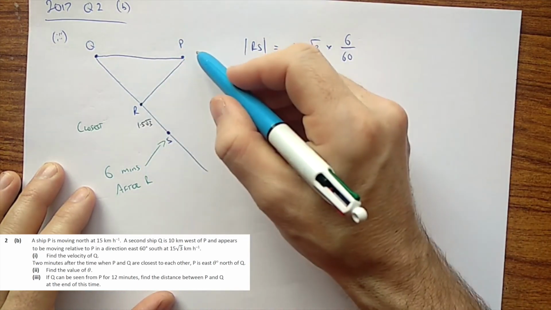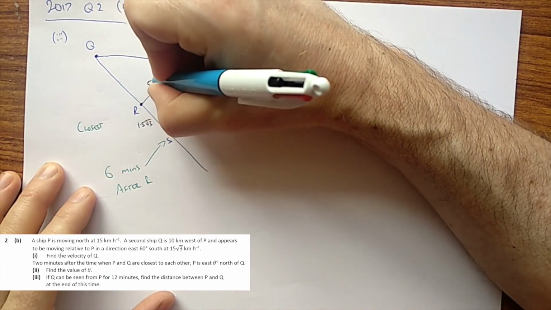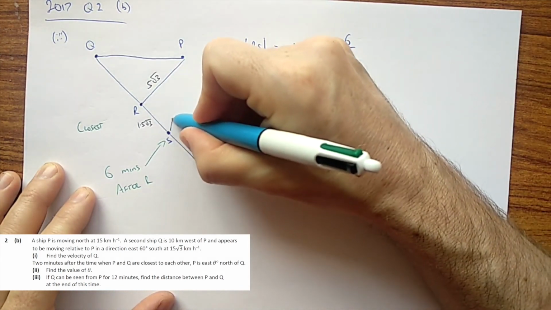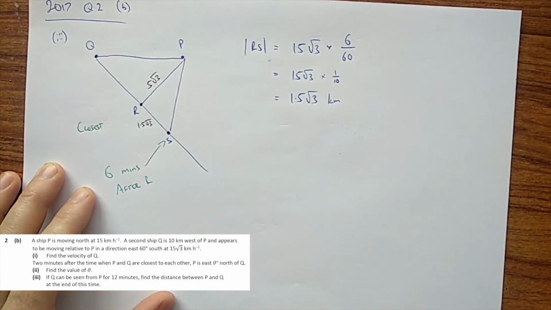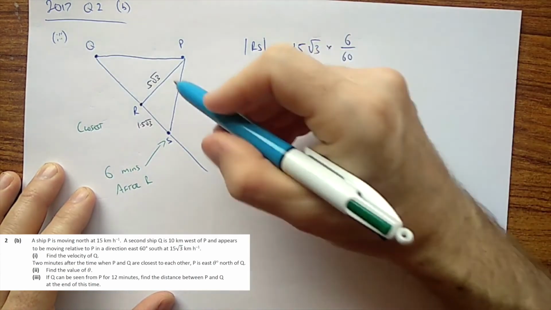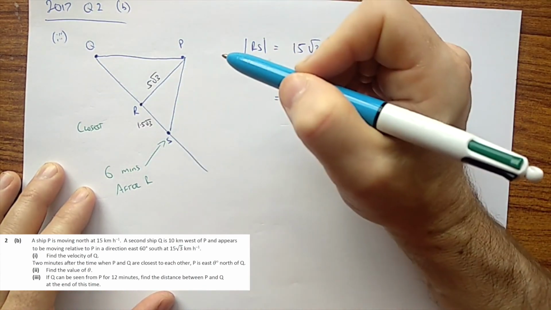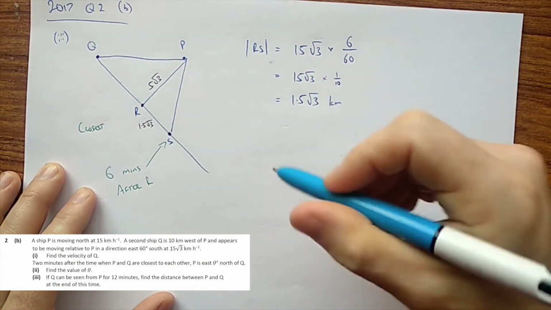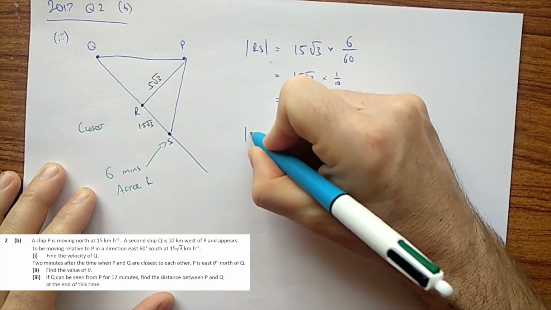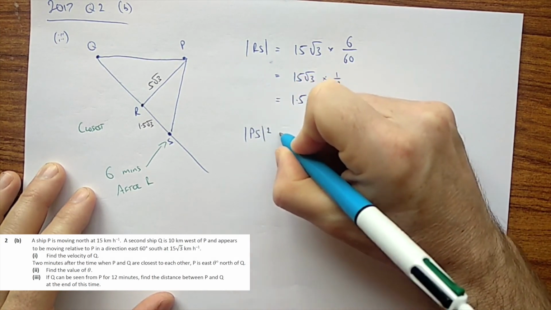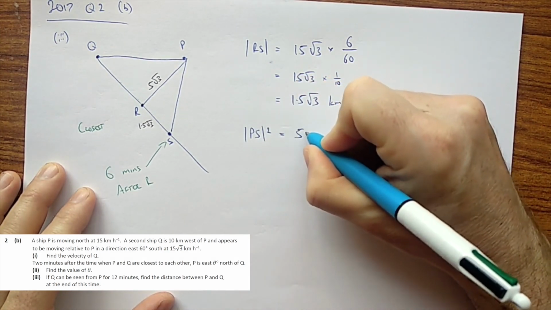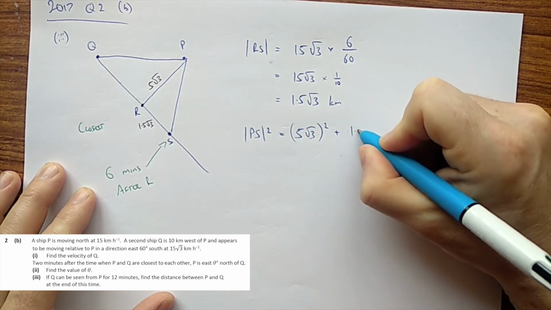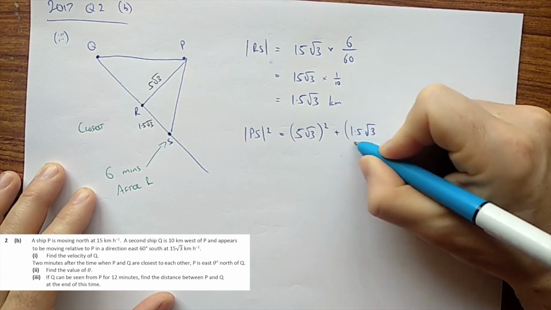If we go back to the earlier part of our question, we see that this guy here is 5 root 3. And we are interested in that distance there. Okay, distance between the two ships at the end of the time. And we're just at Pythagoras. All right, so we are looking for PS squared is 5 root 3 squared plus 1.5 root 3 squared.